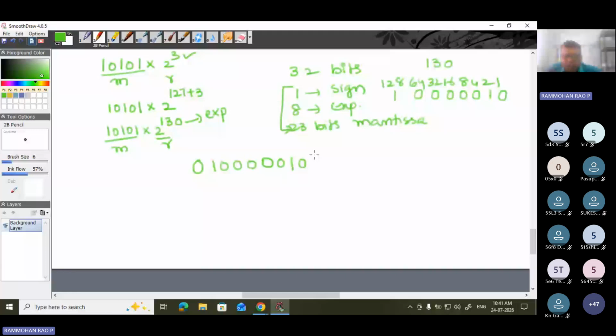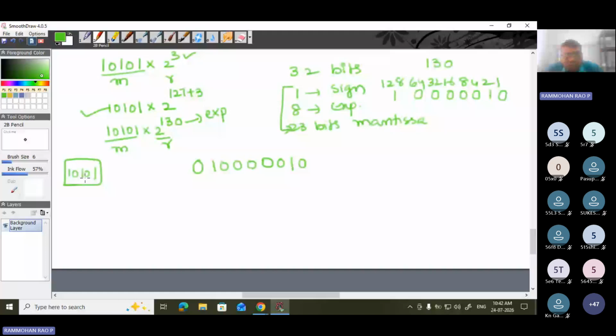How many bits are there for the mantissa? 23 bits. Now please observe what mantissa I have. I have 10101 as the mantissa, and this mantissa is nothing but the value after the dot. Now I should make this a 23-bit number. But how many bits are present in the mantissa right now? Only 5 bits. Another 18 bits I should add, meaning 18 zeros. That is called padding.